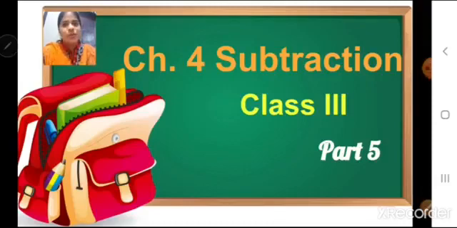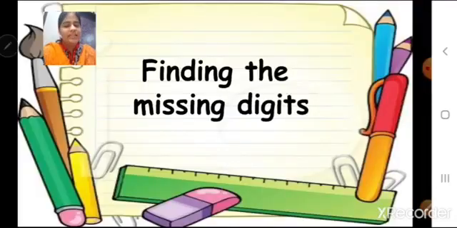Let us continue with our chapter number 4, subtraction. Children, in our last class, we have learned how to check our answer. That is, how to check whether the difference that we have got is correct or not. The topic for today is finding the missing digits. Now let us see how to find out the missing digits.